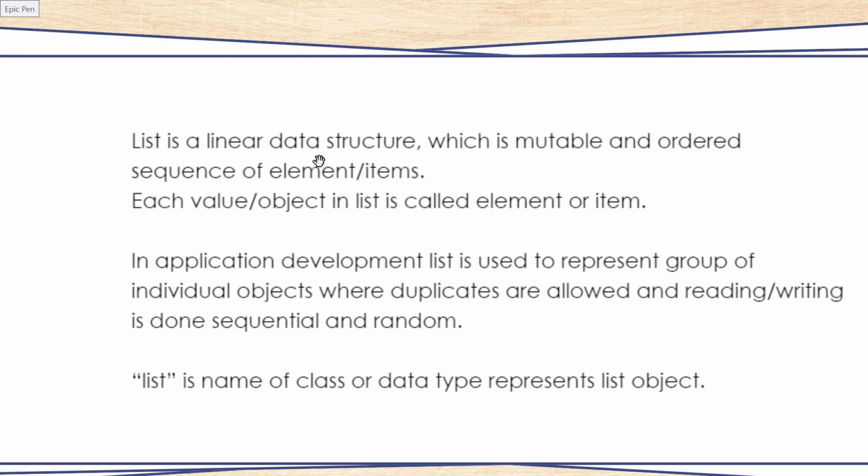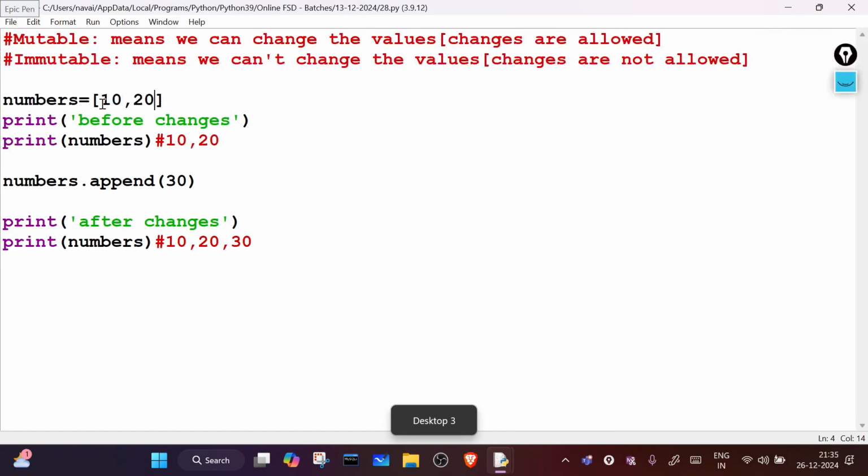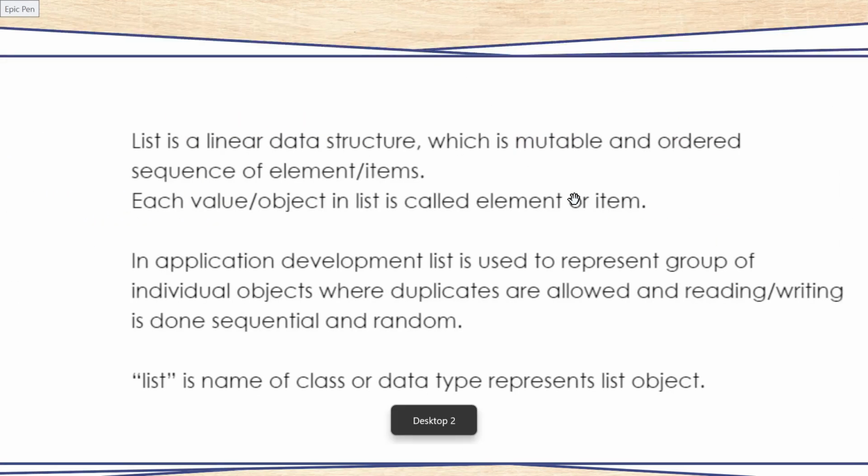A list is what? A linear data structure, which is a mutable and ordered sequence of elements. Each value or object in a list is called an element or item. Okay, each value of the list is known as an item or object, or we can say element. In application development, a list is used to represent a group of individual objects where duplicates are allowed, and reading and writing is done in sequential and random order, right?